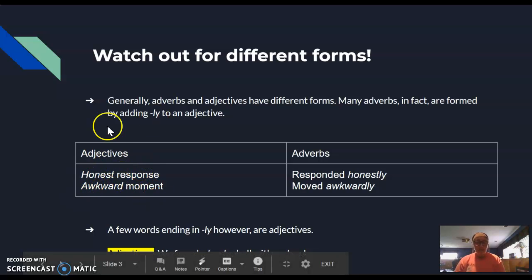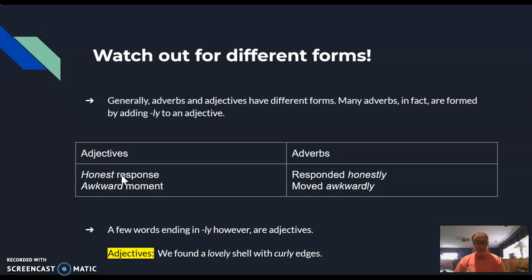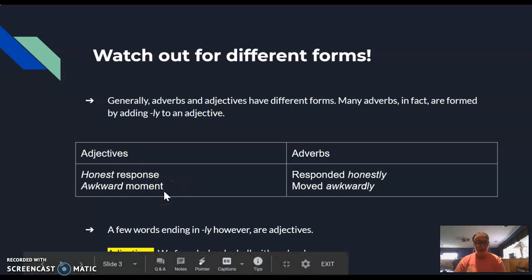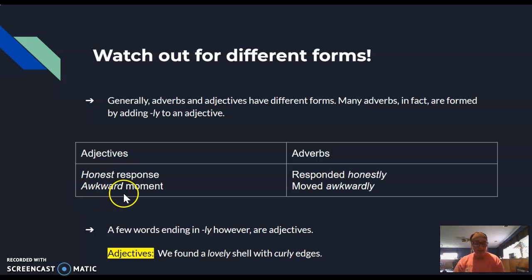Awkward moment. Both of these are adjectives because they are describing a noun. Response is a thing. Moment is an idea. Both nouns, both being described by these adjectives. But then when we turn it into an adverb, we add an ly at the end. So we're like, oh, well, we know that these are adverbs because a lot of adverbs have ly at the end, right? Responded honestly, that's a verb. Responded is a verb, and we're describing how the person is responding: honestly. Moved is a verb, and we're describing how the person is moving. They're moving awkwardly. So it's very easy to make that distinction.